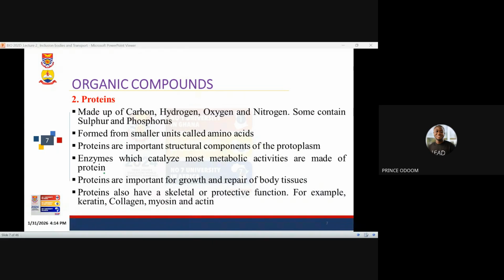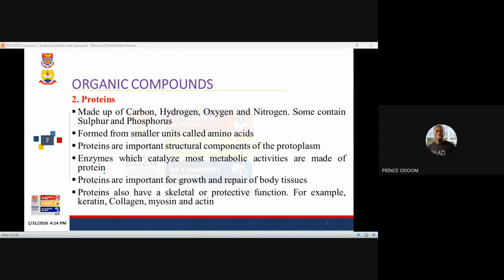That is why in some instances, when you apply some level of heat, you tend to denature the protein, or the enzyme. Enzymes, like other proteins, work very well at their optimal temperatures. When you change the temperature, you denature these proteins or enzymes. So they are important for growth and repair of body tissues. We all know the functions of protein.